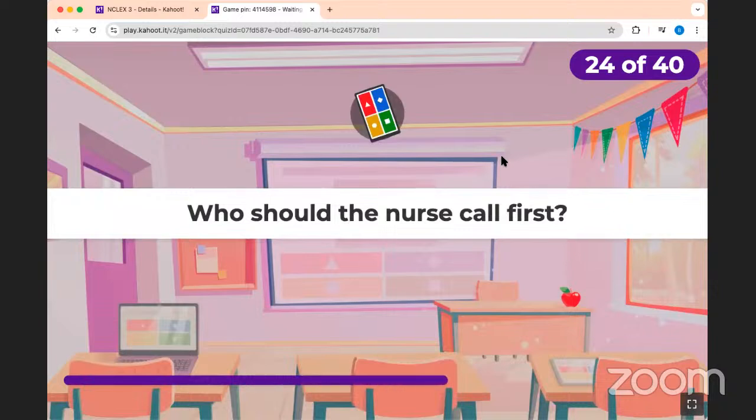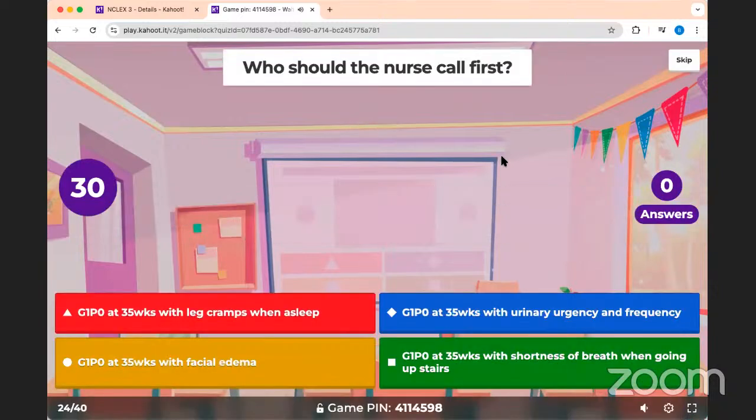Who should the nurse call first? Now your prioritization. I have leg cramps when I sleep. I have facial edema. I have urgency and frequency. I have shortness of breath when I'm going upstairs. They are pregnant. Who should the nurse call first?